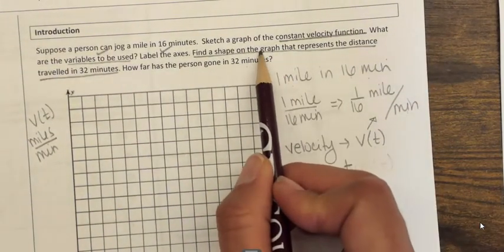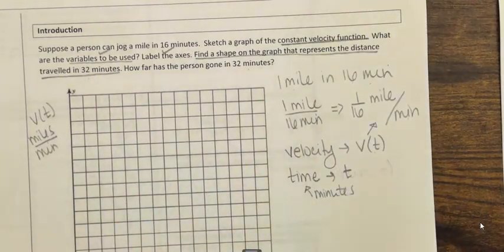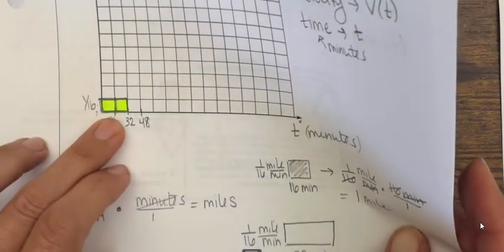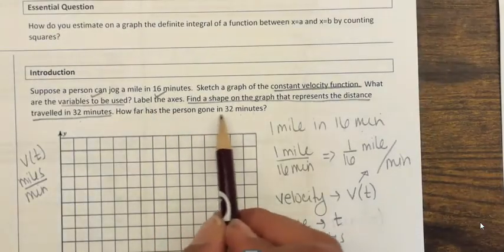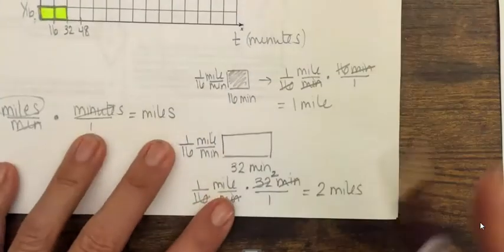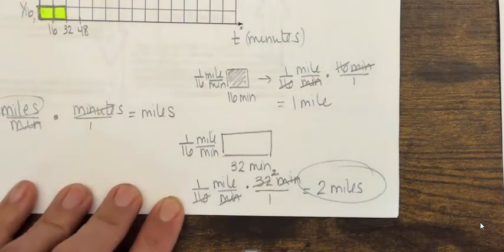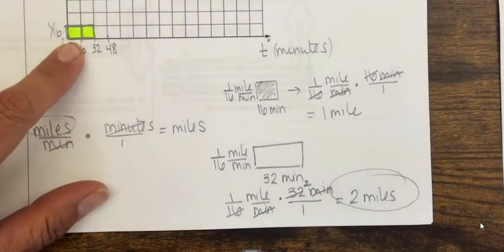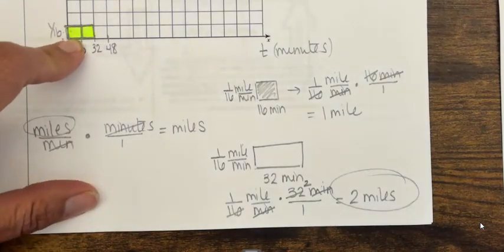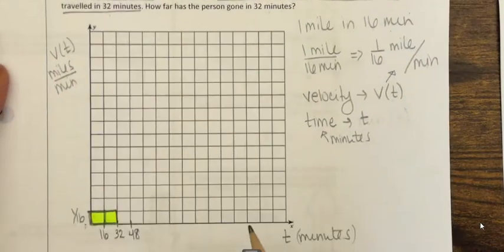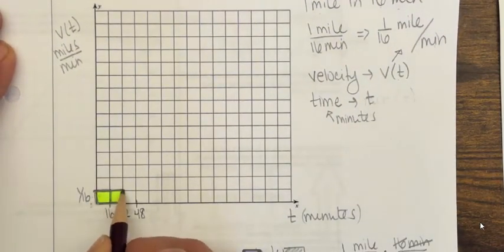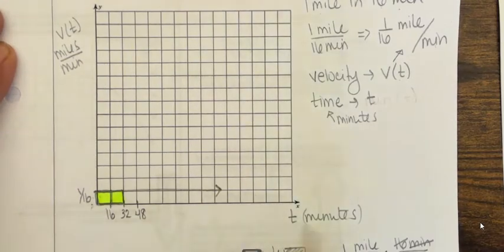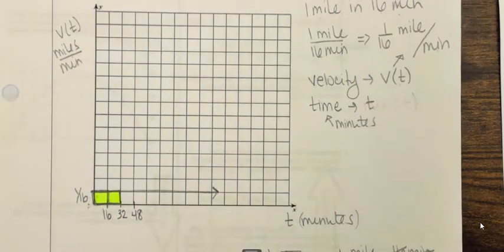Find a shape on the graph that represents the distance traveled in 32 minutes. Yep, it was a rectangle, right? I highlighted that. Okay, and then how far has the person gone in 32 minutes? 2 miles. And yes, you can do that in your head, but this is using integrals. So integrals is really like area under a curve or area under a function. Okay, I actually didn't graph the entire function. So the constant velocity function would have just been this straight line. Okay, now I think I've done everything. So let's move on.